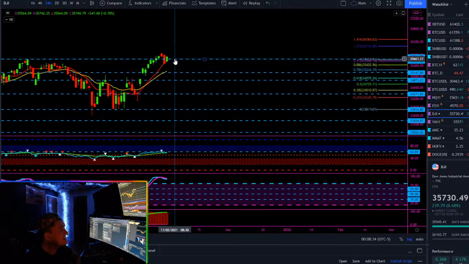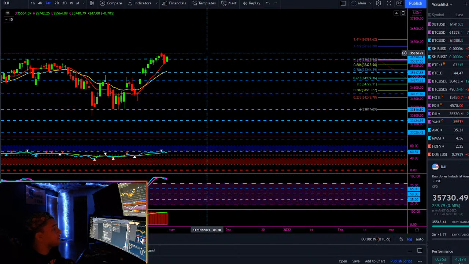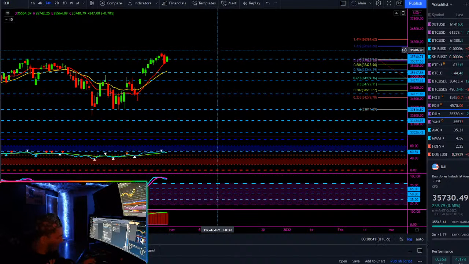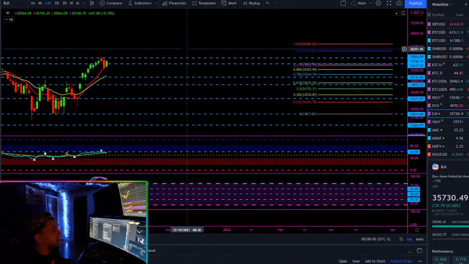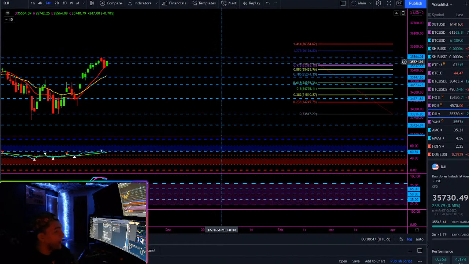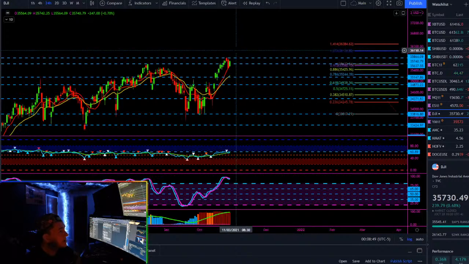We broke through resistance here, so I will look for a back test to confirm it as new tentative support before looking for what? Again, that 1.272 Fibonacci extension target somewhere around 36,000 bucks. 36,130, give or take a few bucks here. That'd be the general target to the upside.